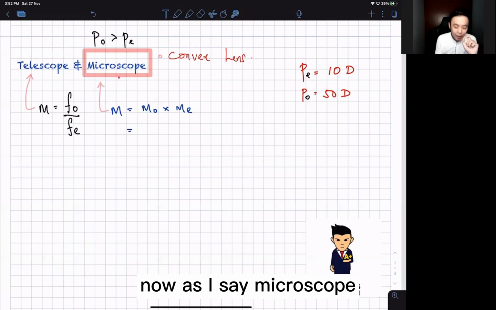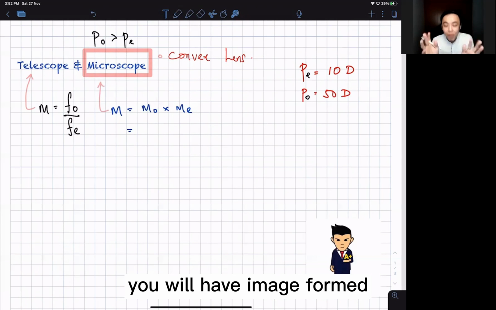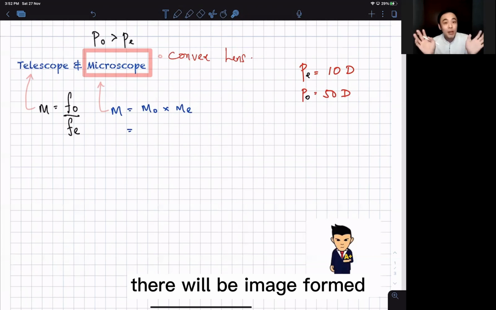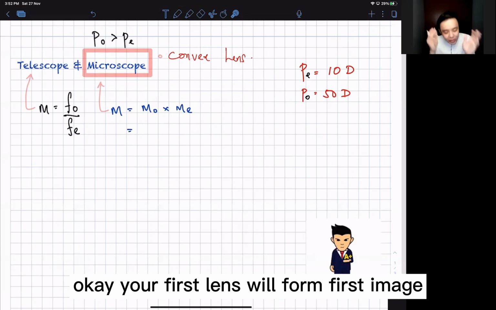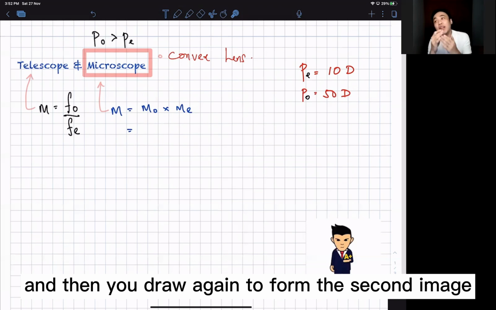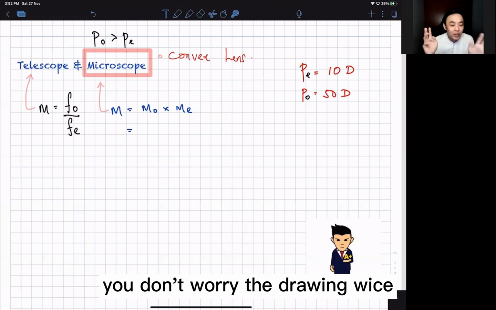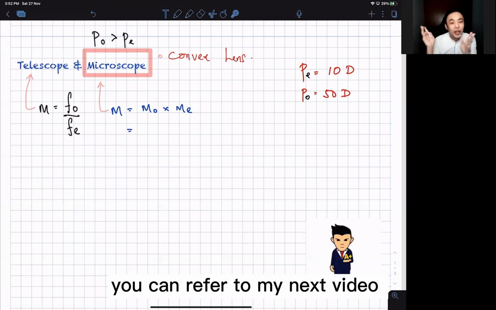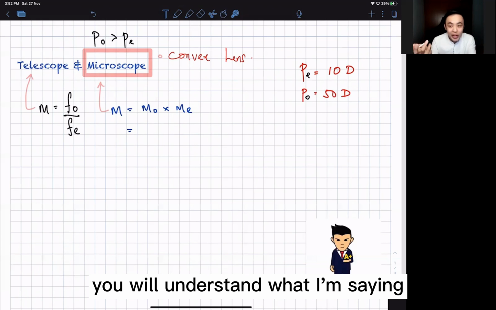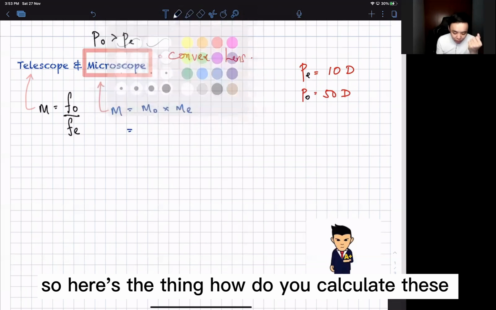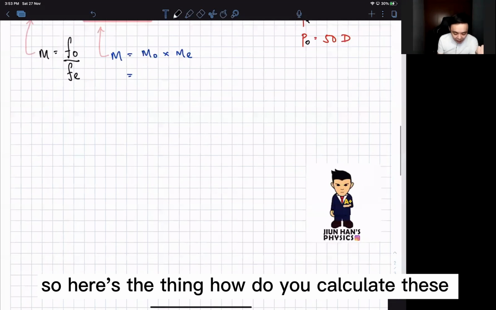Now, as I said, for microscope you will have images formed. Your first lens will form the first image, and then you draw again to form the second image. So anyhow, there will be two images formed. Don't worry about the drawing, you can refer to my next video, then you will understand what I'm saying. So here's the thing: how do you calculate this?